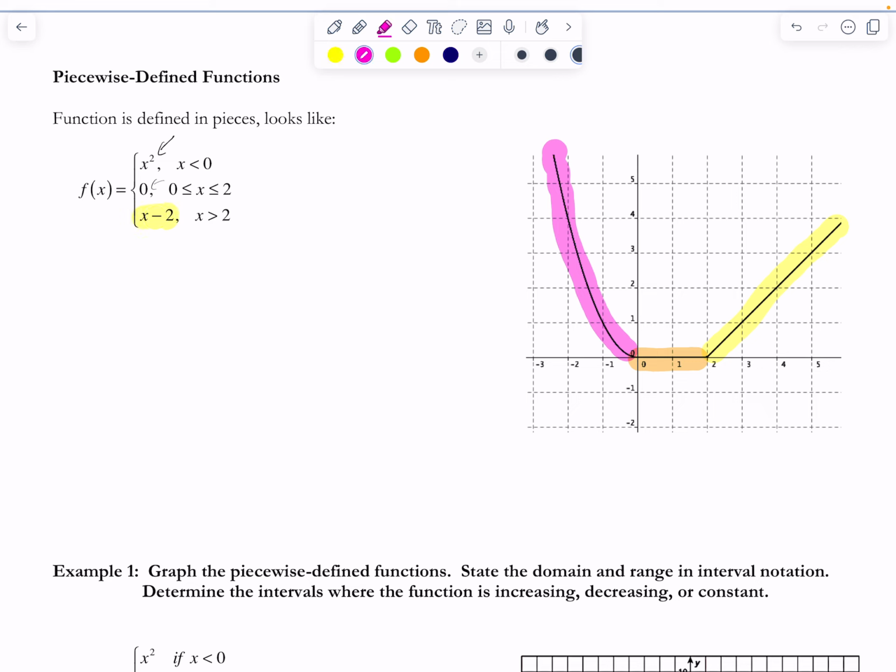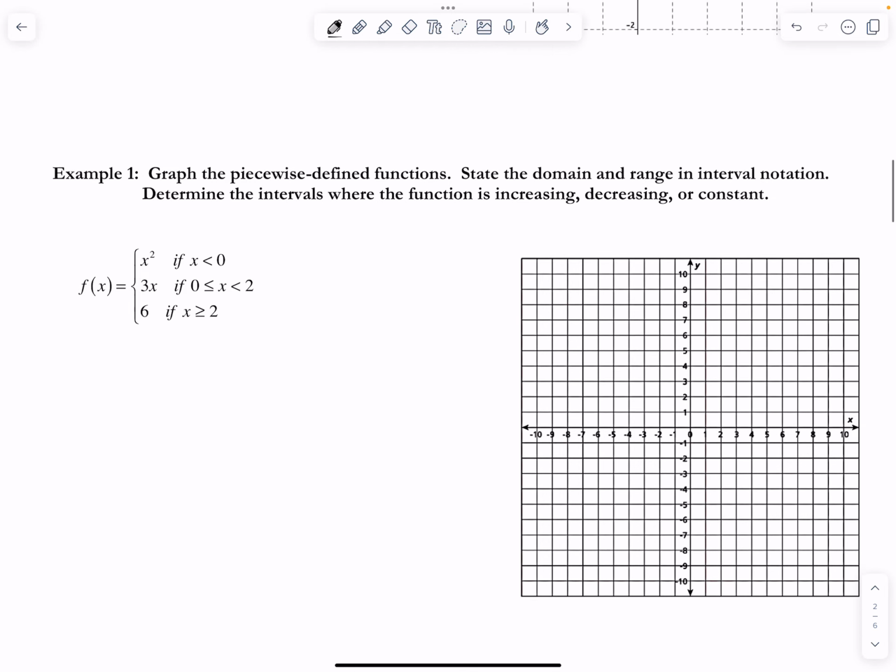So let's get these highlights going. Okay, so hopefully that makes sense about the different pieces. I'm going to help you guys learn how to graph them. This is probably the most challenging part, based on these intervals to the side here. These inequalities will tell you when to use each piece. Okay, so let's do an example where we graph one.